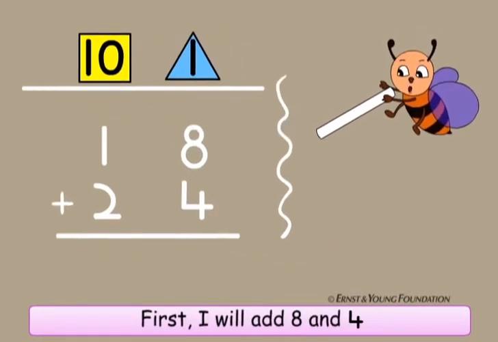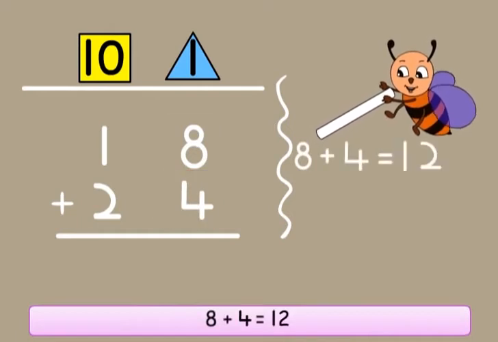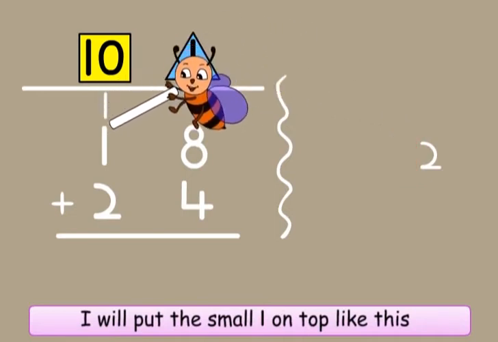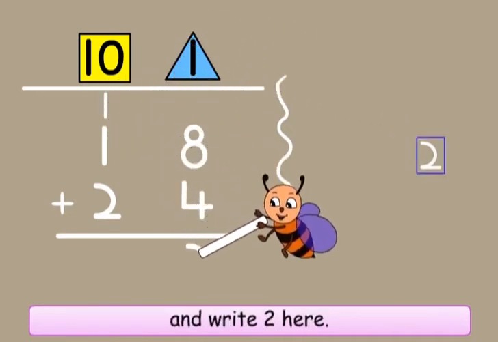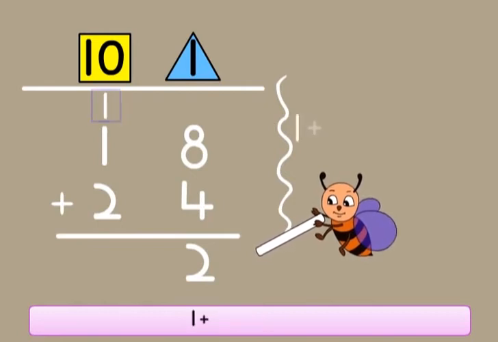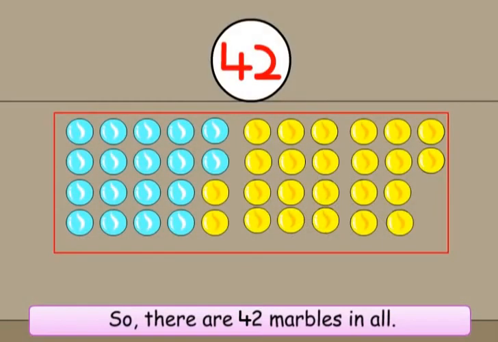First, I will add 8 and 4. 8 plus 4 equals to 12. I will put the small 1 on top like this and write 2 here. Then you should add 1, 1 and 2. So 1 plus 1 plus 2 is equal to 4. So there are 42 marbles in all.